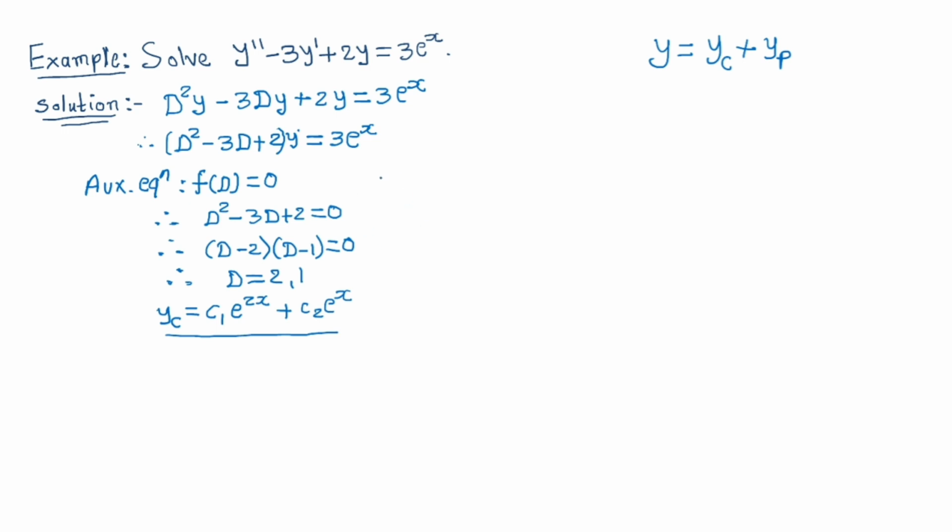Now we move to yp. yp stands for the particular integral. For the particular integral, the formula is yp equals 1 upon f of d into r of x. Right now our forcing function is 3 e raised to x, which acts as r of x, and f of d is d square minus 3d plus 2.